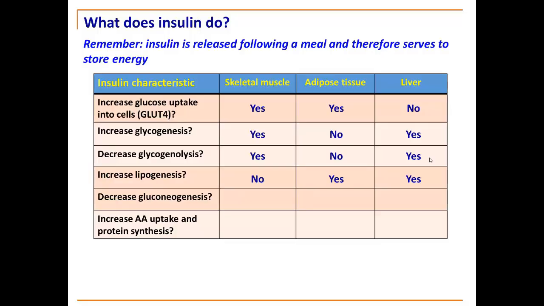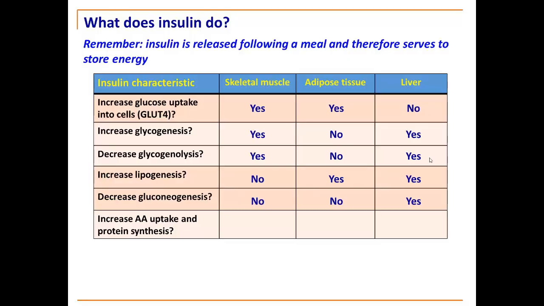Does it decrease gluconeogenesis? So does it decrease glucose synthesis? So you've got to think, following a meal, do you need to start making glucose? The answer is no. But where does gluconeogenesis take place? So do we decrease gluconeogenesis in the skeletal muscle? No, because gluconeogenesis doesn't take place there. What about in adipose? No, because it doesn't take place there. What about in the liver? Yes, it decreases glucose synthesis from things like amino acids because we've got plenty of glucose already. We don't need to be making more.